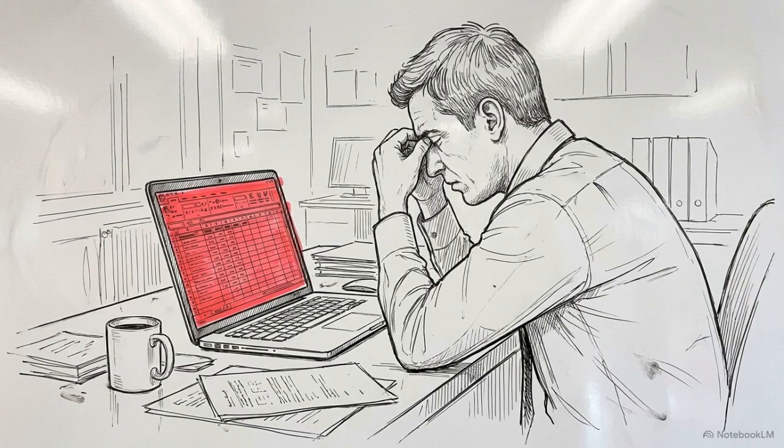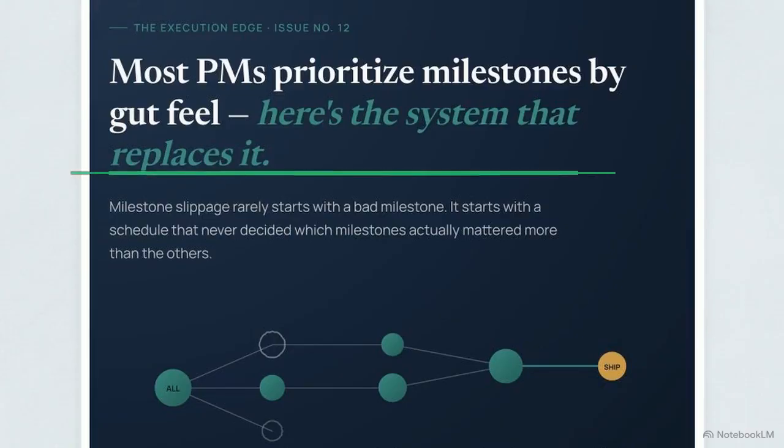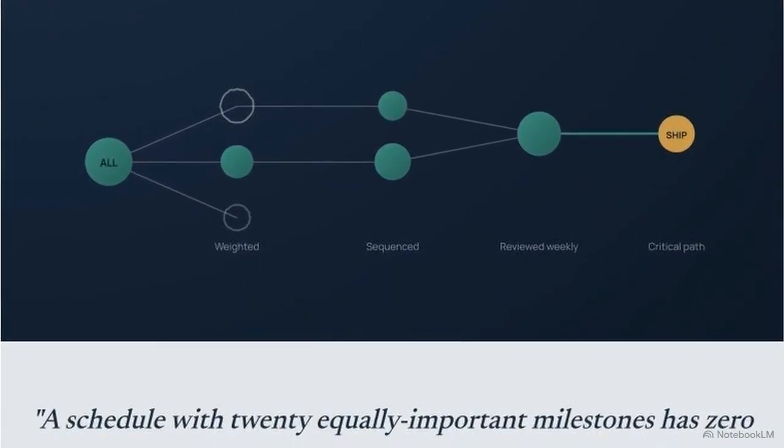When dates start slipping, the problem usually isn't a poorly planned task. The failure starts with a schedule that never decided which deliverables you need to protect at the cost of the others. This diagram outlines the PEAKS framework, a structured risk management system replacing gut feel planning. It filters your entire pool of milestones down to the critical path required to ship.